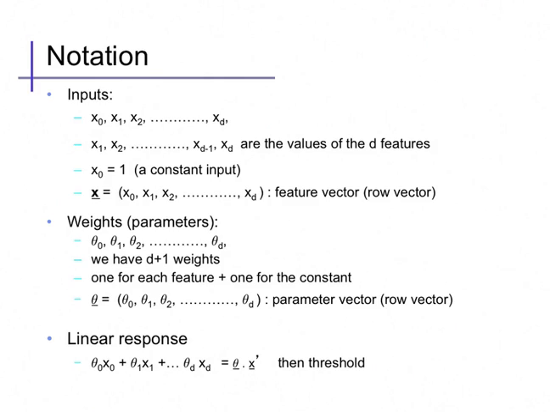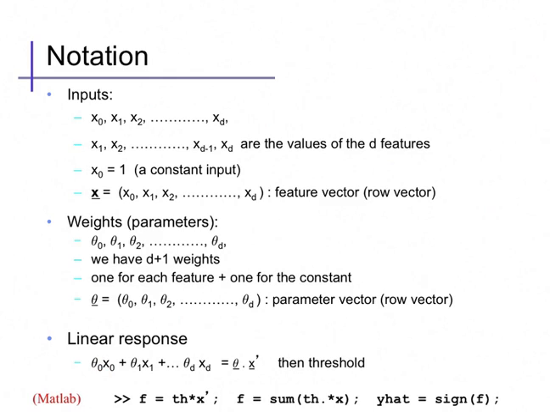Notationally, we have our D input features, x1 through xd, plus an additional constant feature x0. Together we'll refer to this as the feature vector. We similarly have d plus 1 weights, theta, one for each feature, together called the parameter vector. Our linear response is now just the dot product between these vectors, which computes the weighted sum theta 0 times feature 0 plus theta 1 times feature 1. Then the output prediction is produced by a threshold, such as the sign function, which outputs +1 for positive values and -1 for negative values.